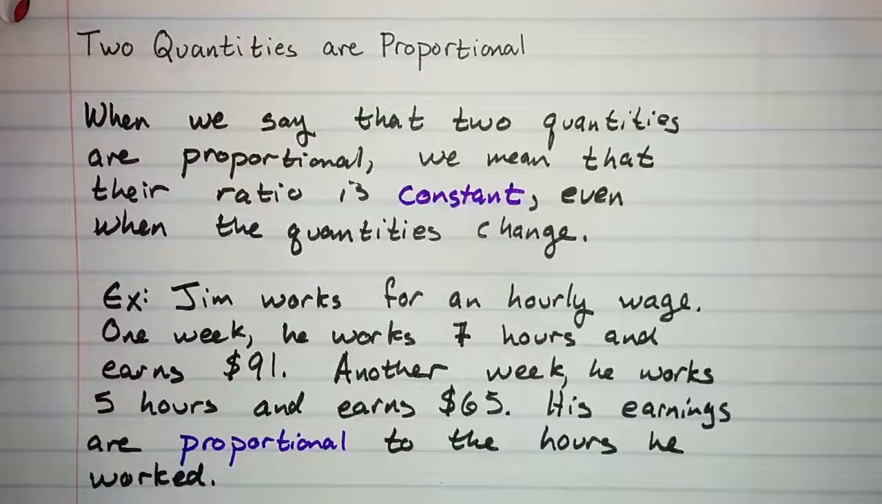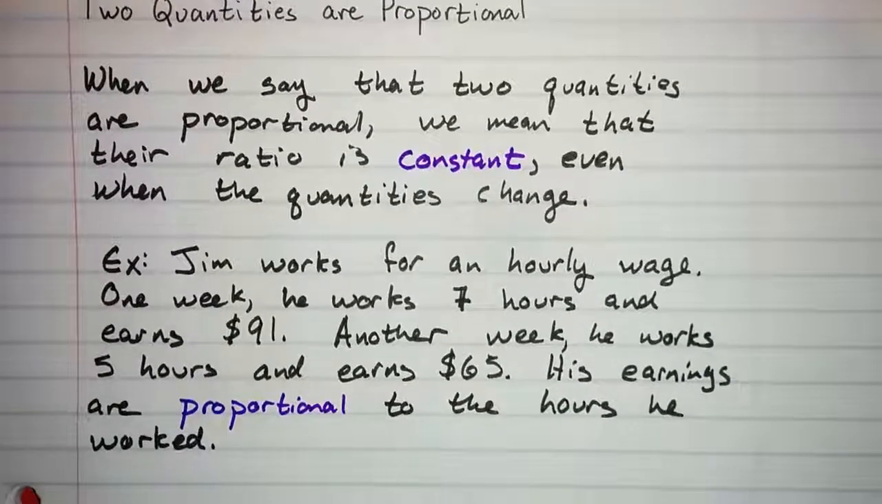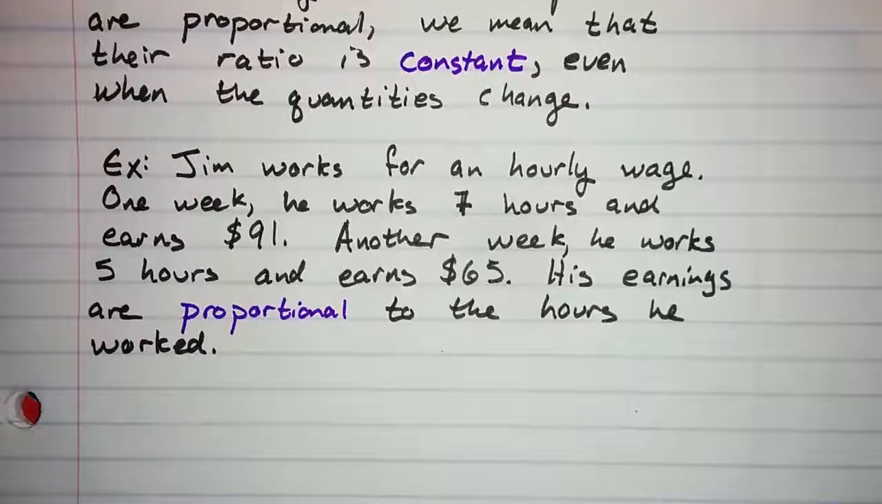So suppose Jim works for an hourly wage. One week he works 7 hours and earns $91, and another week he works 5 hours and earns $65. His earnings are proportional to the hours that he worked. How do we set up the proportion related to this problem?